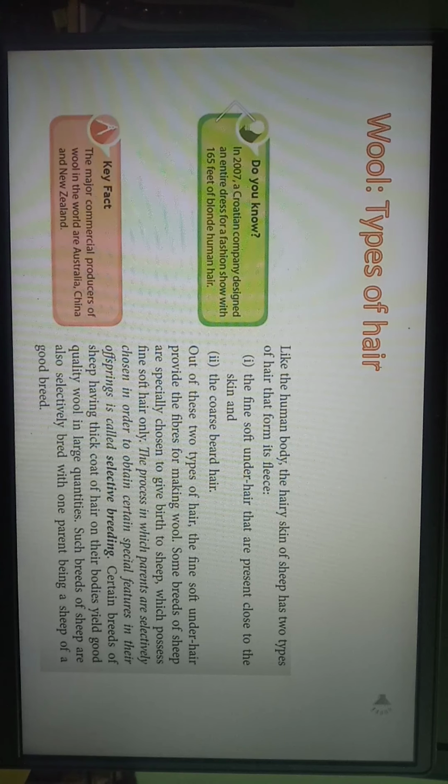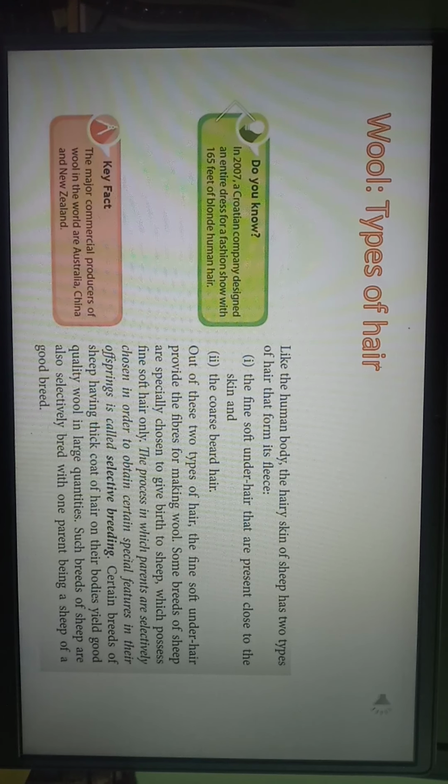Now there are some breeds of sheep that are chosen to give birth to sheep which possess fine soft hair only. For example, if there is a sheep whose under hair quality is very good, then that type of sheep is chosen. Why is it chosen? To give birth to sheep. And we all know that if a parent gives birth to offspring, the same characters will be found in the offspring also.